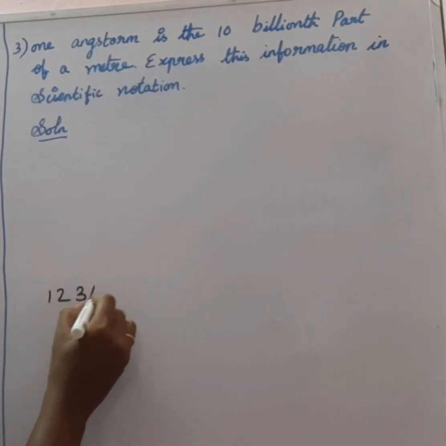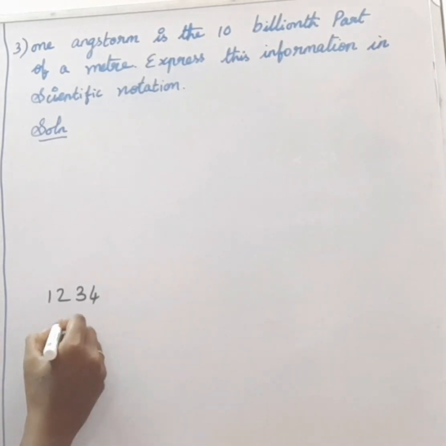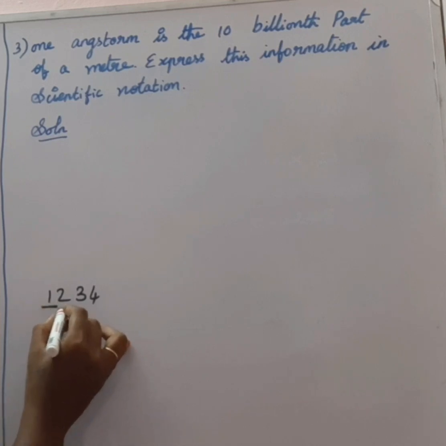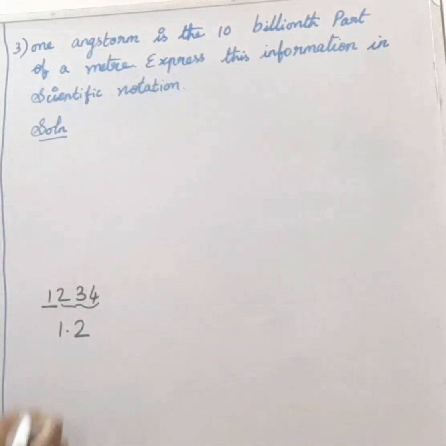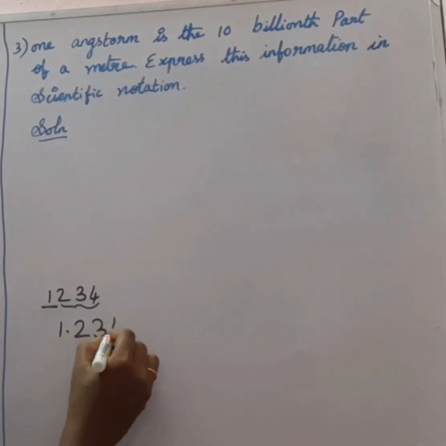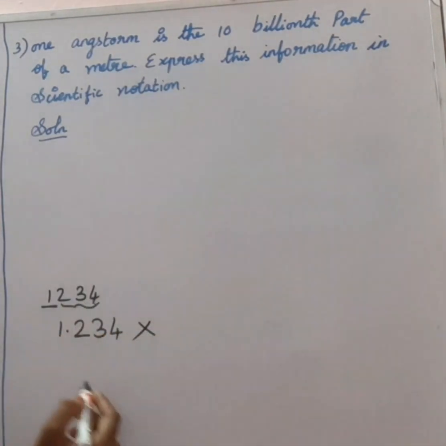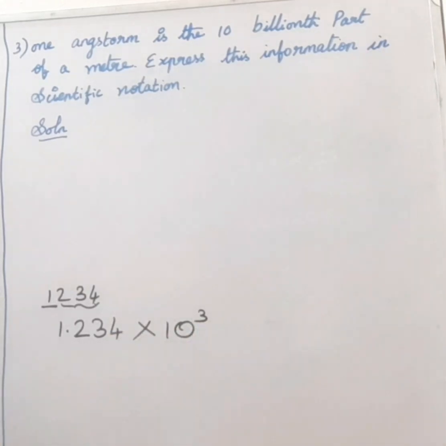We want to write it in scientific notation. What do we do here? Very good. We write 1 point, because one digit must be in the integral part and the remaining must be in the decimal: 1.234 into how many digits we took from the whole number? 3. So 10 power 3.